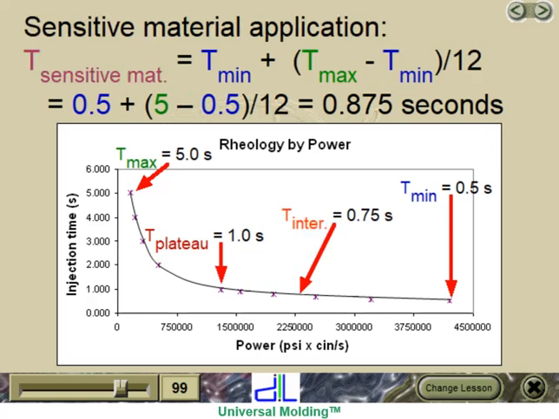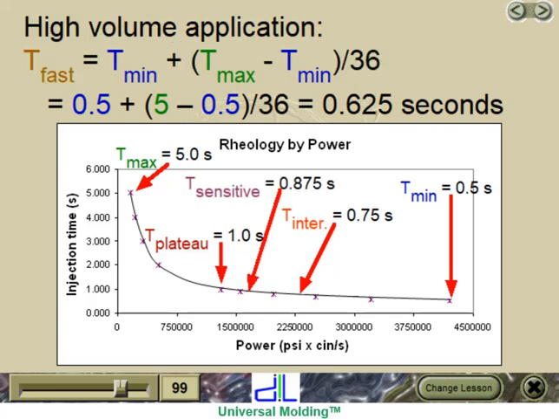For sensitive material application, T for sensitive material equals T minimum plus the difference between T maximum and T minimum divided by 12. In this case, this equals 0.875 seconds. For a high volume application, T fast equals T minimum plus the difference between T maximum and T minimum divided by 36. In this case, this equals 0.625 seconds.